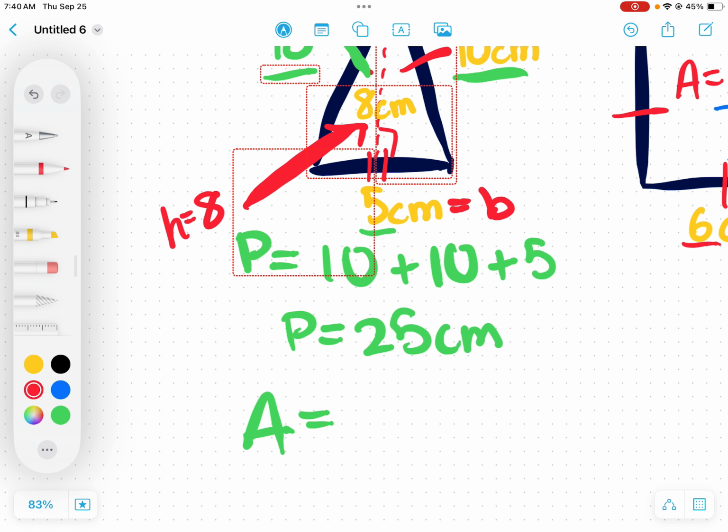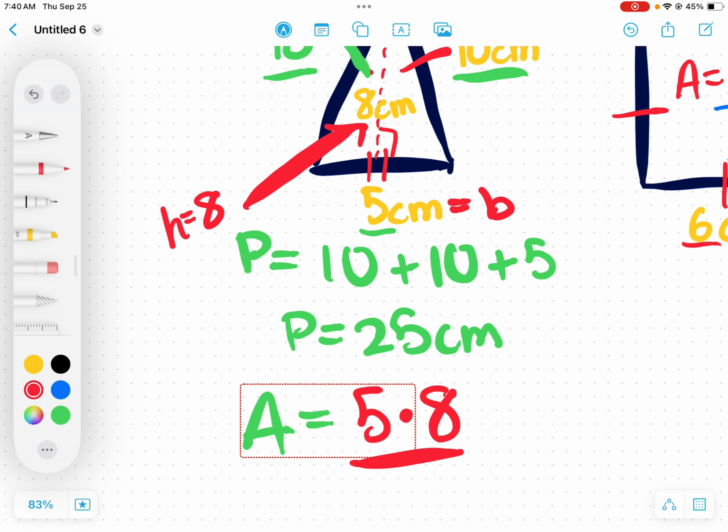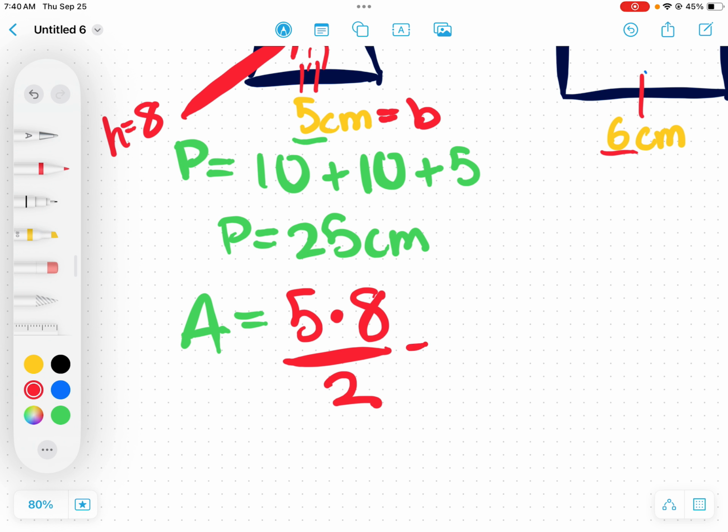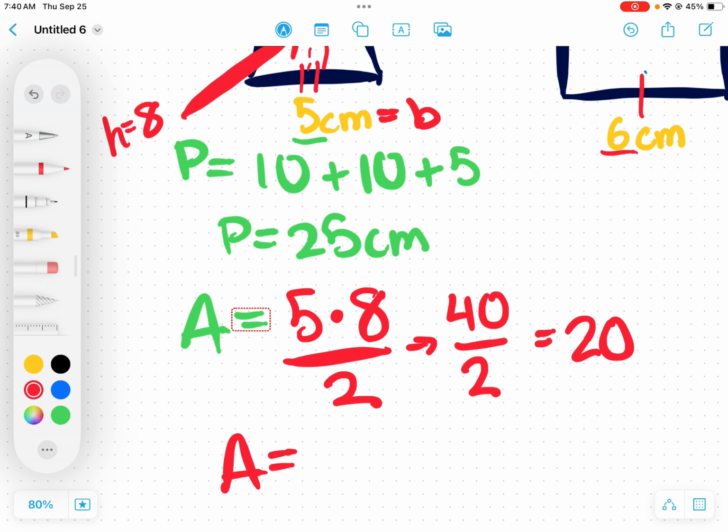So we have base, which is 5, times the height, which is 8, and then we're going to divide that by 2. Okay, 5 times 8 is 40. And then we divide that by 2, and that gives us 20. So my area is going to be 20 centimeters squared.